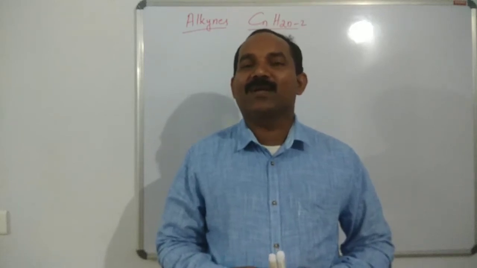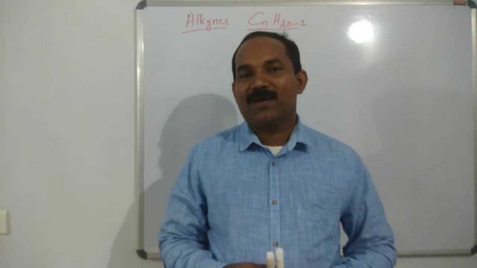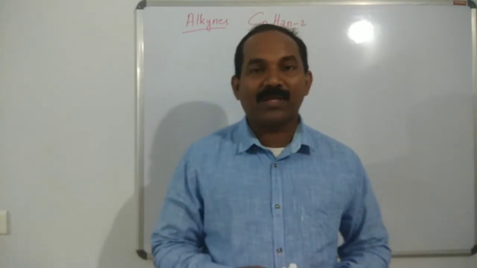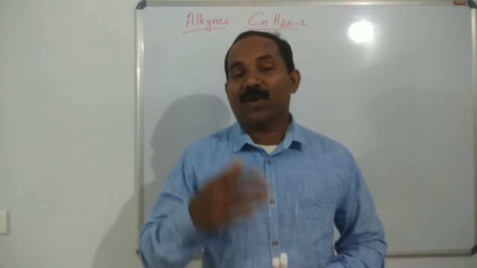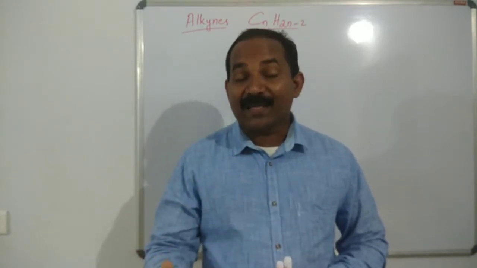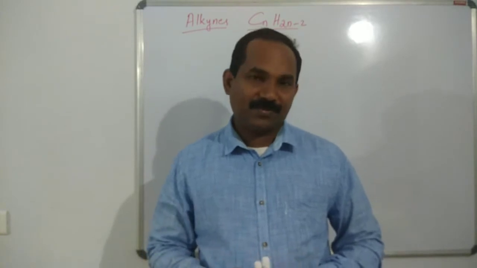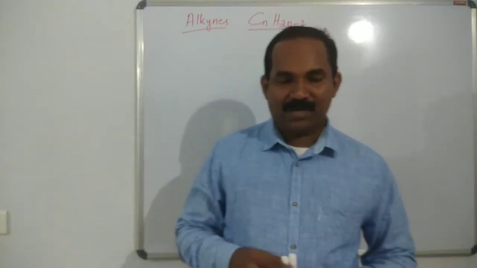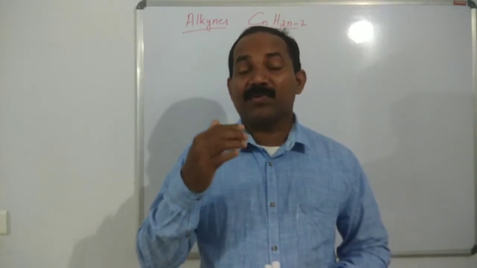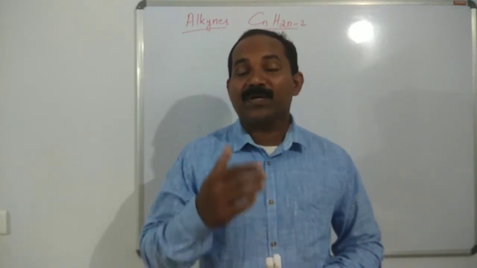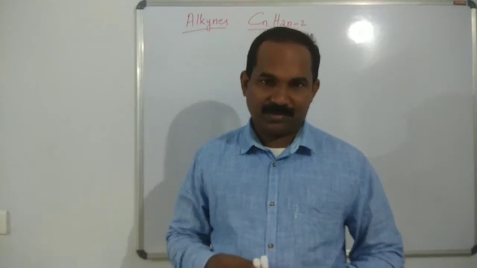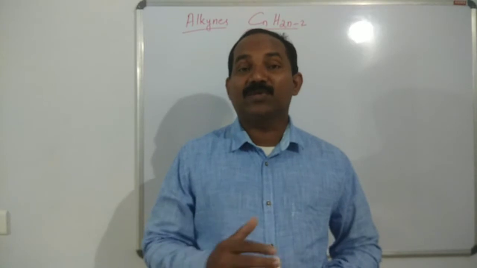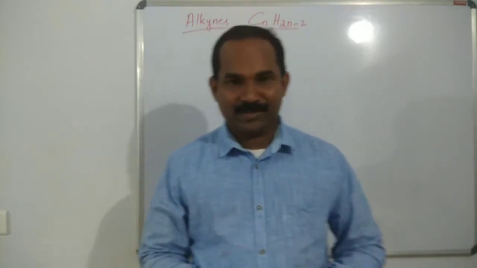In this section, we are entering into the new topic, alkynes. In the last several sessions, we discussed the alkenes, their preparation and properties. What are alkynes? Alkynes are hydrocarbons which contain a carbon-carbon triple bond. Carbon-carbon triple bond present in the hydrocarbon is called alkyne.